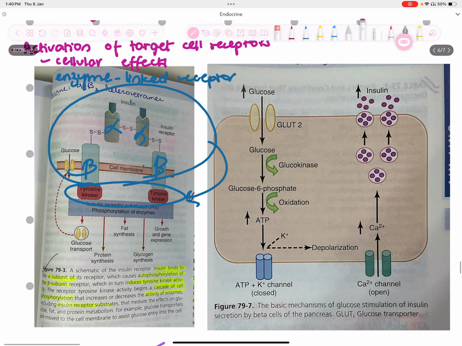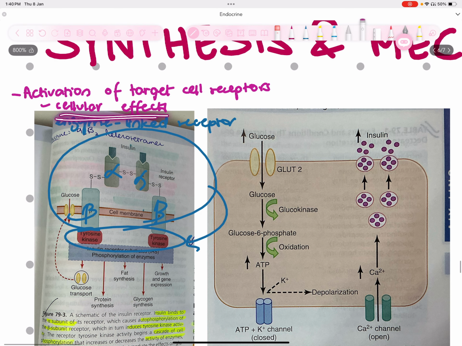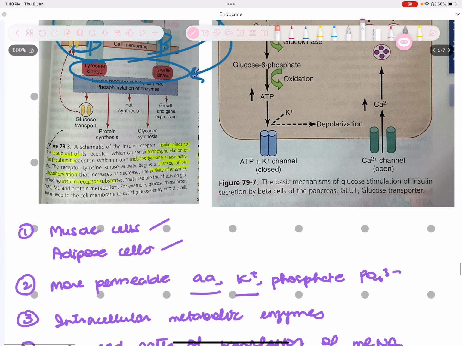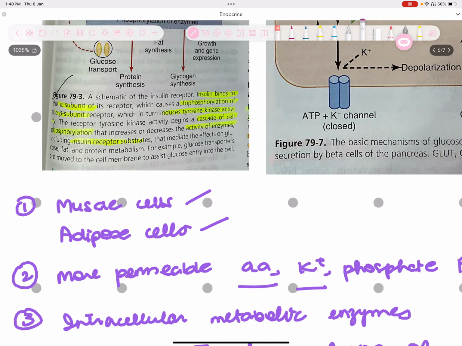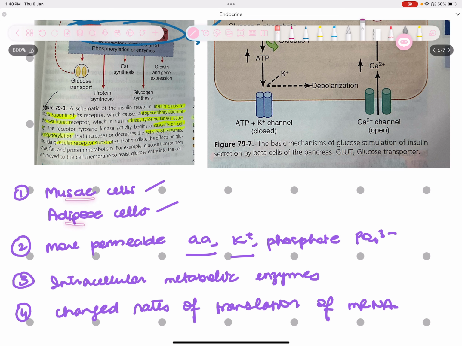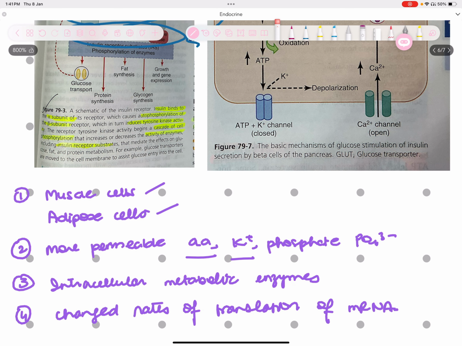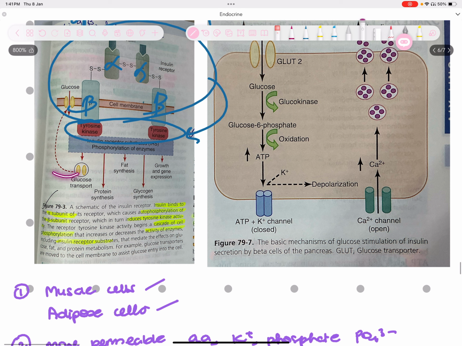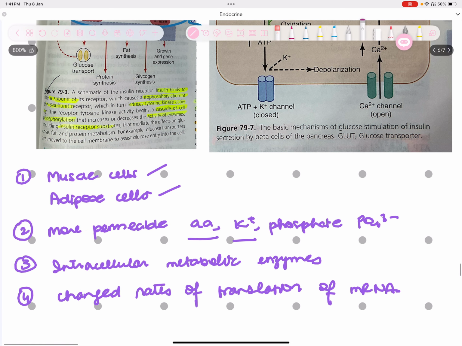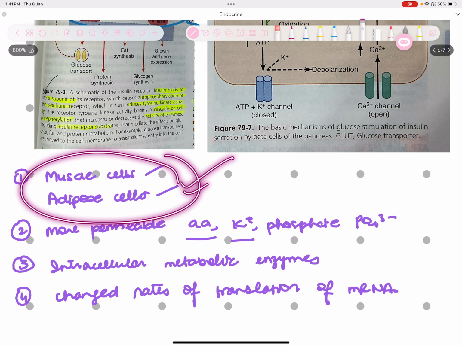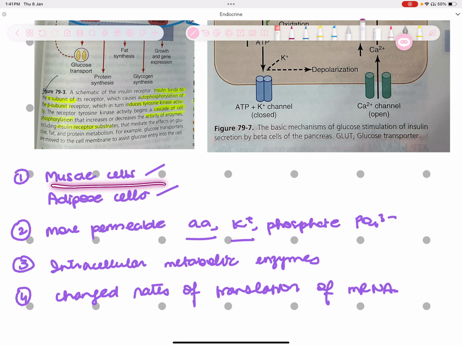Now moving forward, what are the cellular effects that occur as a result of the activation of the insulin receptor? First, you have a lot of muscle cells and adipose cells. All of them have these receptors. In these cells, the insulin receptor gets activated, and then the translocation of these GLUTs happens. This allows a lot of glucose uptake. So the first change that occurs intracellularly is this increased uptake of glucose, especially in the muscle cells and the adipose cells.